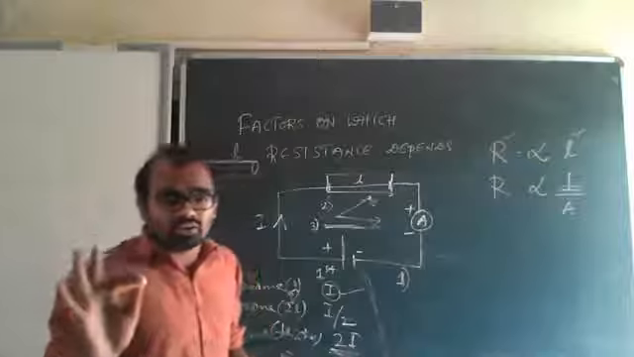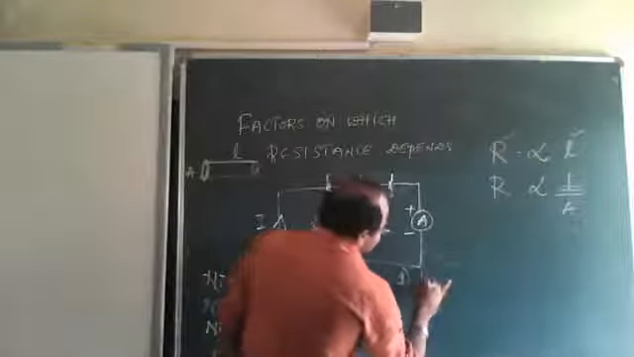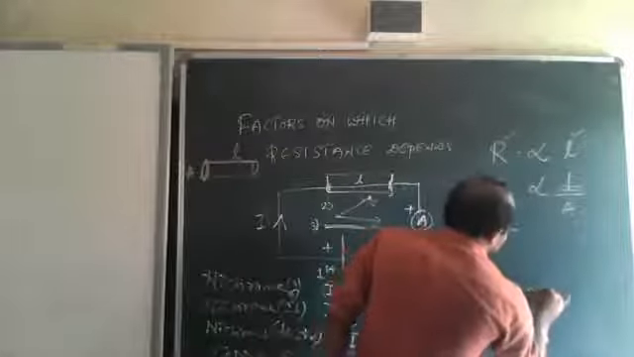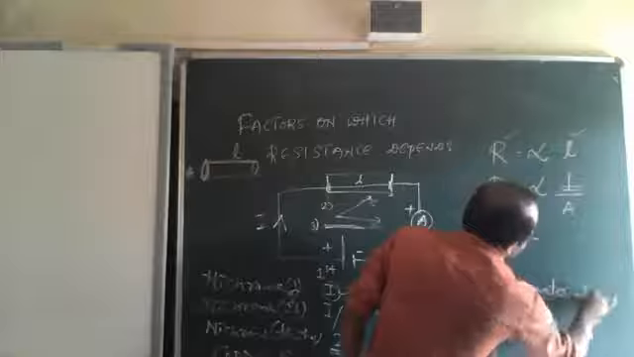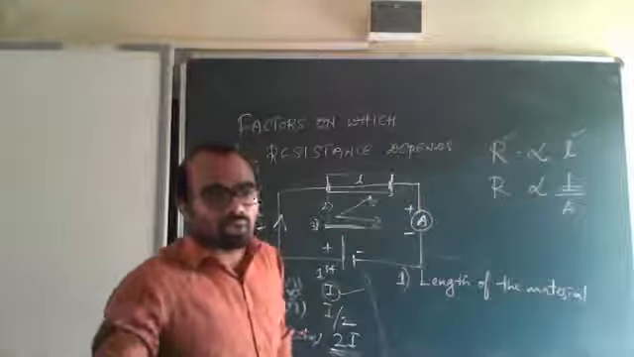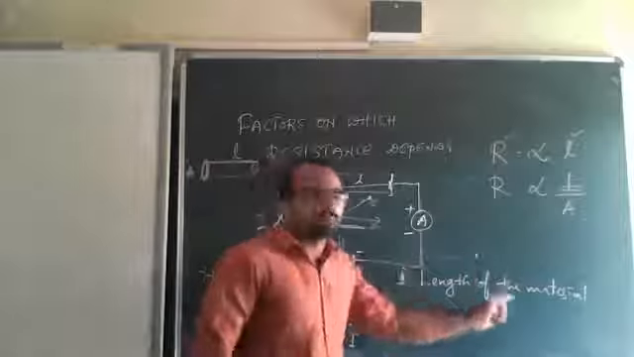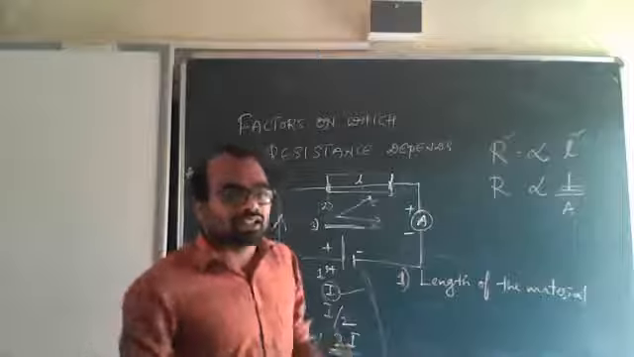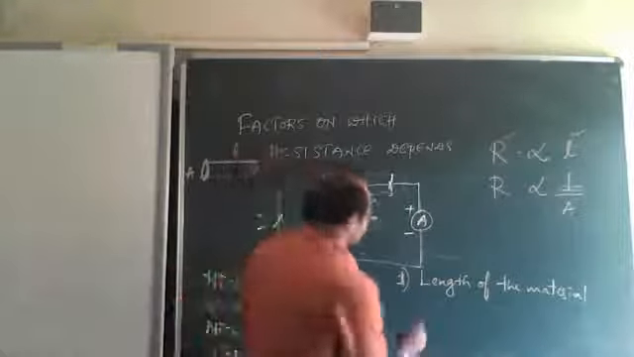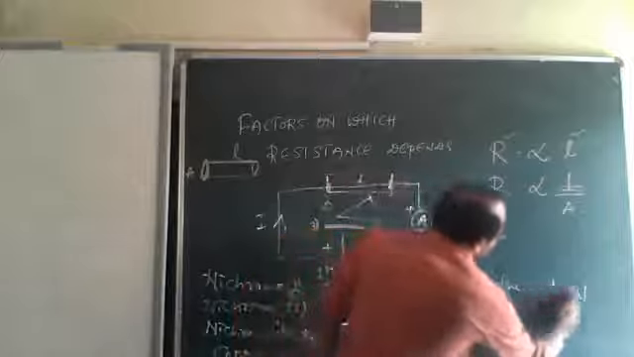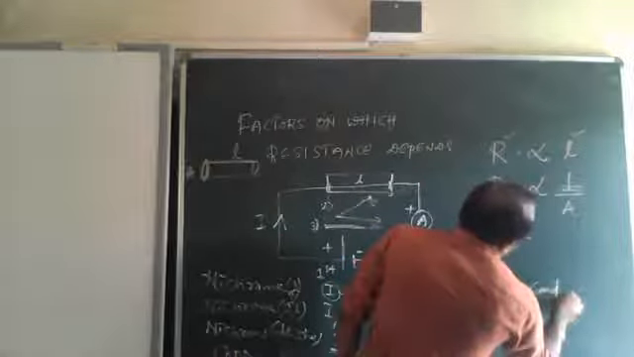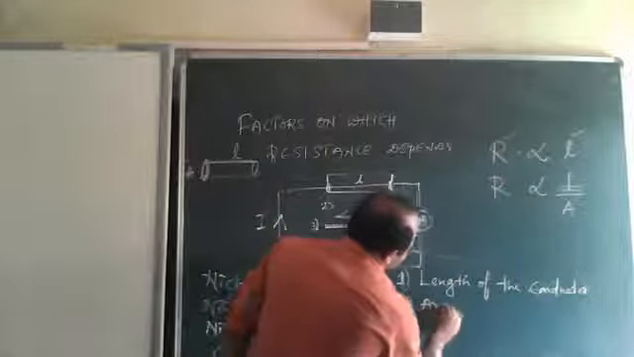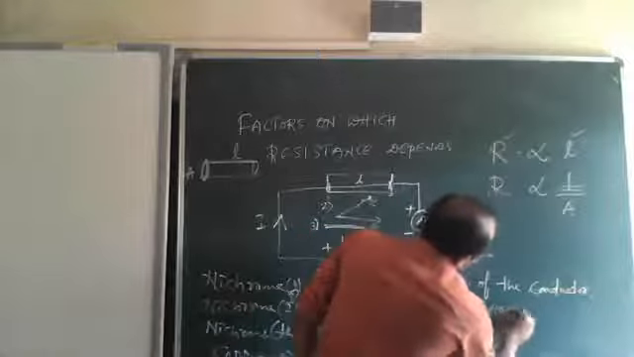What are the three factors on which resistance depends? First one is length of the material. How is it connected to the length of the material? Directly proportional. Resistance is directly proportional to the length of the material. As the length of the conductor or material increases, resistance increases. Instead of material we can say conductor. Second one, area of cross section.